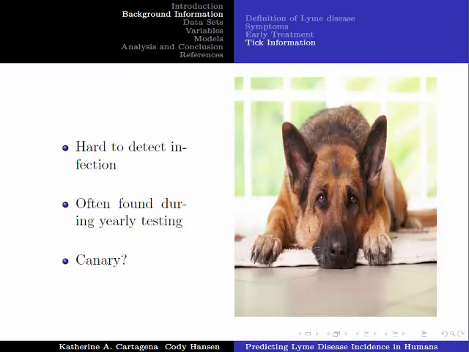In dogs, it is hard to detect infection because of the hair hiding the ticks. They also do not present the bullseye mark. Testing for Lyme typically occurs alongside heartworm testing, and millions of dogs are routinely tested for Lyme, but humans are not. So the question is, are they our canary in a coal mine?